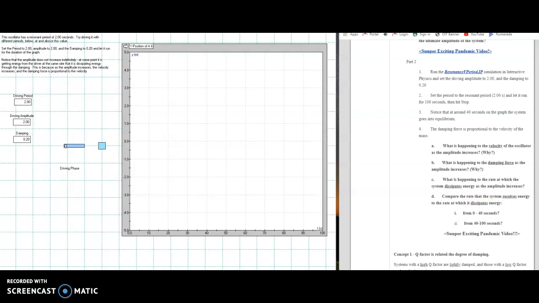All right, let's do the exciting second part of this. I hope this is pretty exciting for you guys. Run this, set it to 2 seconds and 0.2. Set the period, and let it run for 100 seconds. All right, so I'm going to run. And we've seen this graph before.